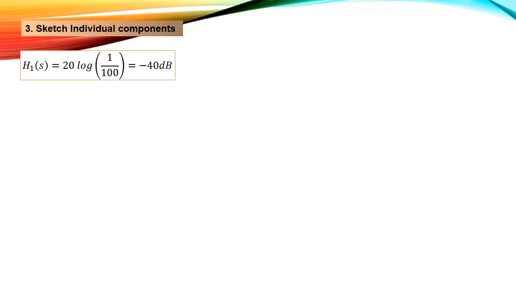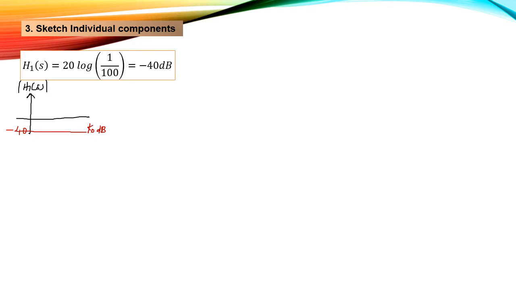Next, let's sketch individual components based on the individual transfer functions that you have derived earlier. First one, start with the constant. You need to sketch both the magnitude and the phase plot. For the constant, negative 40 dB, this is H1S, so you have negative 40 dB. You just have a constant of k0 in dB, so it is negative 40.